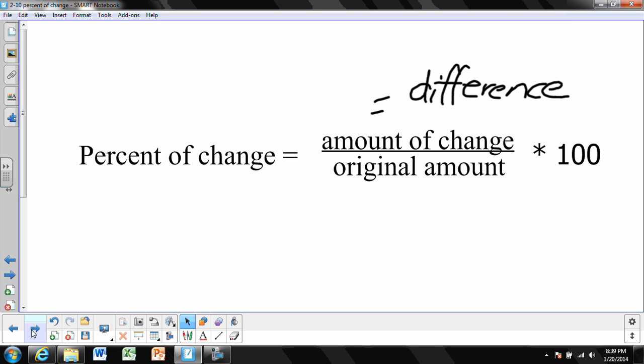You're going to subtract your original amount from your new one, or vice versa, because it's always going to be a positive number, and you're going to put that over the original amount. Do your division, and then since it's percent, we're going to multiply that answer by 100.